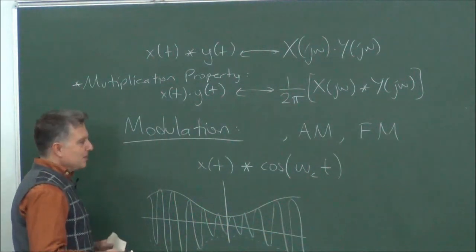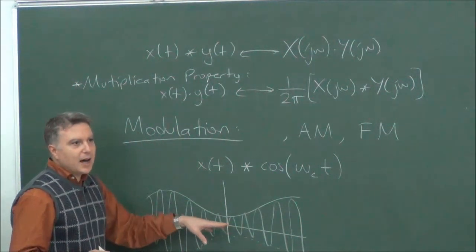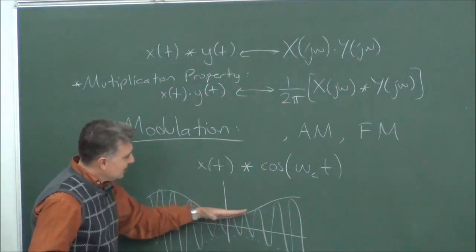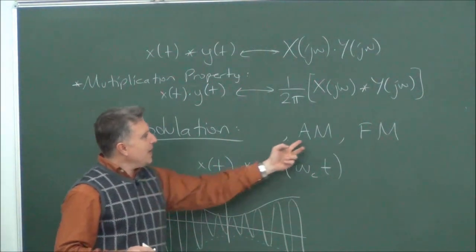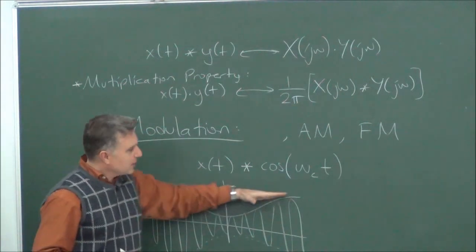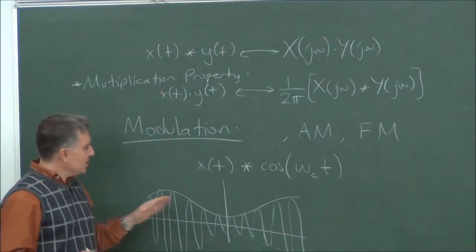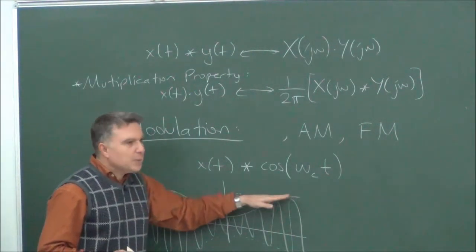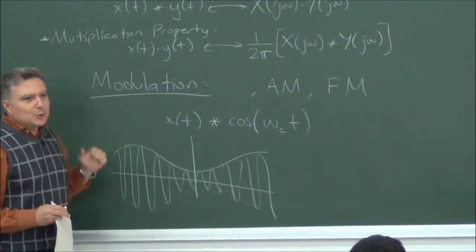Because this cosine is a higher frequency signal as compared to x of t. And can you guess why the name is AM, amplitude modulation? Because look at the amplitude following the peaks of these things. So the radio for an amplitude modulation is just detecting these peaks, the envelope in other words. And that is amplitude modulation.